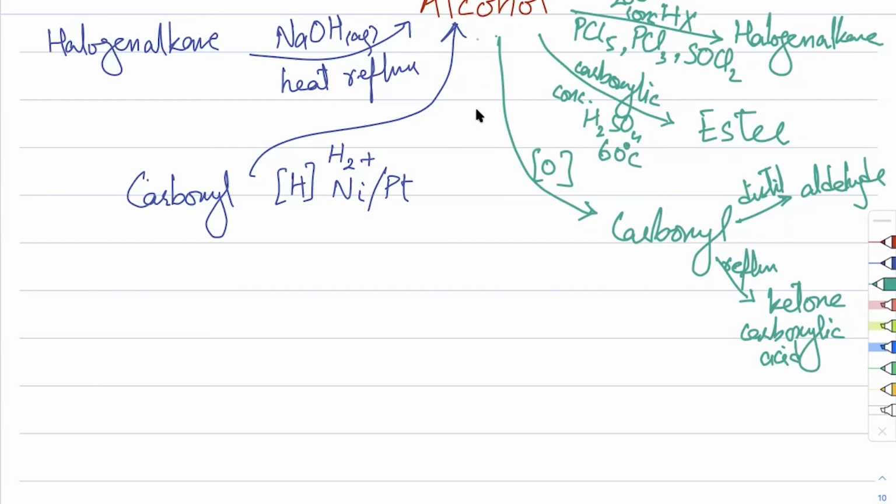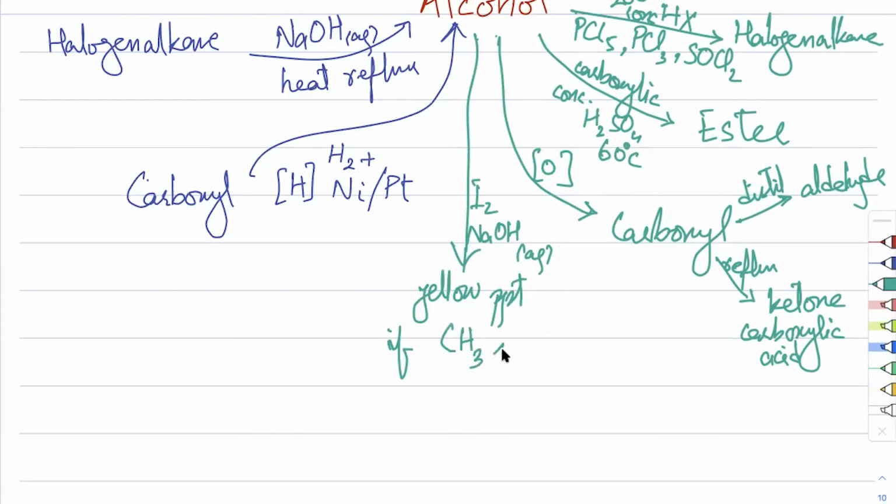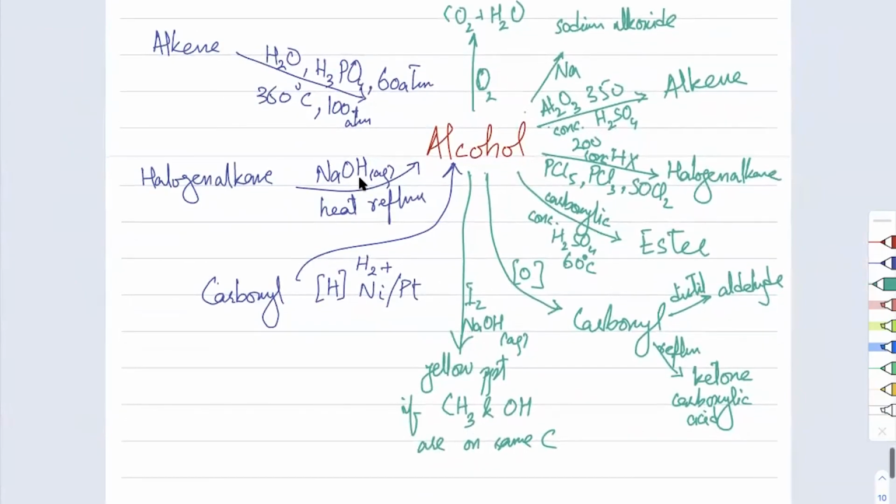And lastly, there is one special reaction where you add iodine and sodium hydroxide solution, and that gives a yellow precipitate, if methyl and OH are on the same carbon. So I think that is the summary of all the alcohol reactions. Take a moment to go through them and tell me if there is anything you don't understand.